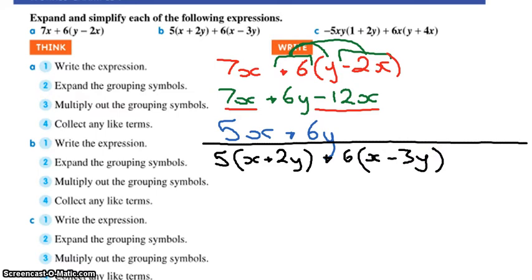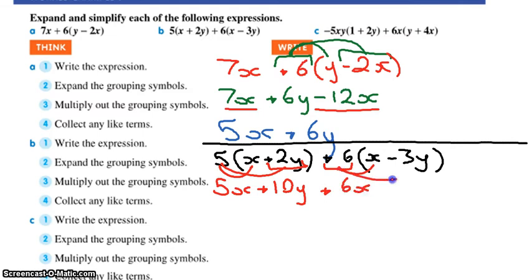Okay? So what we've got is, once again, I'm going to do my little umbrella. I'm going to do the 5 times the x, which gives us 5x. 5 times the plus 2y gives us plus 10y. I'm going to stop doing the balloon pretty soon because you should be getting the hang of it. The next one, plus 6 times x will give you plus 6x. And then the plus 6 times the minus 3y gives you minus 18y. So there you go, you've expanded the grouping symbols.